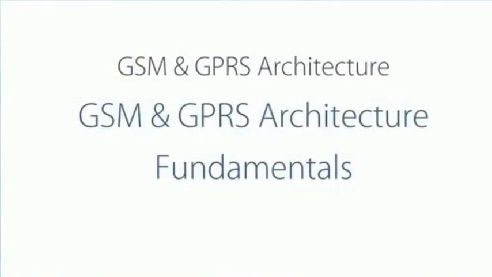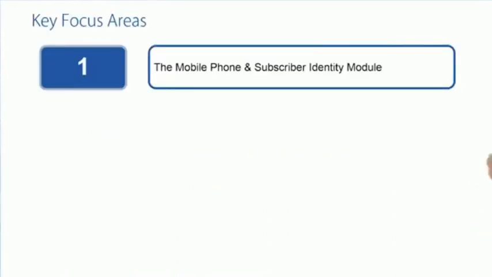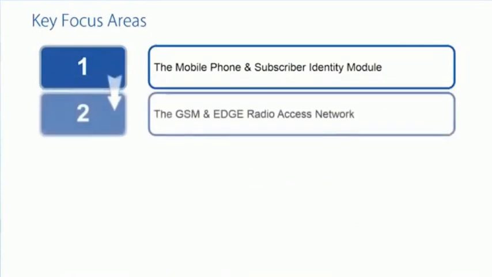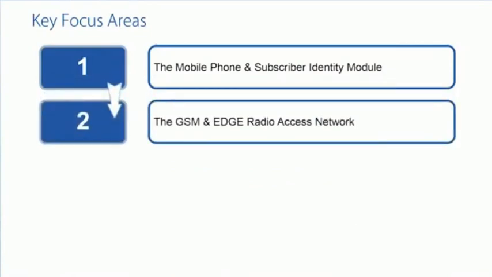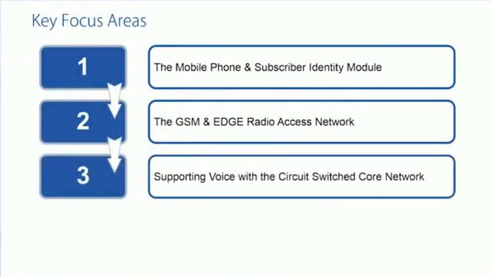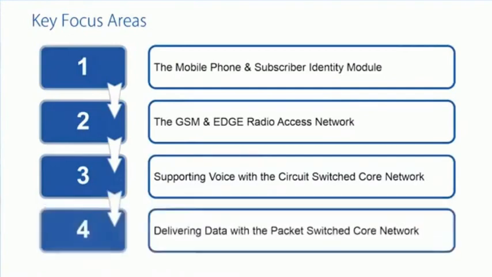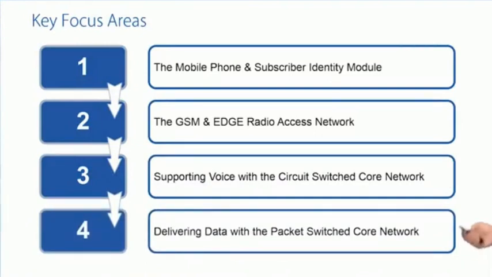attention to the key network elements which comprise our GSM and our GPRS network. In so doing, we're going to look at the mobile phone and the SIM card. We'll then move on to the GERAN, the GSM Edge Radio Access Network, before turning our attention to the core network, be that the circuit switch core, which we use for making and receiving calls, and the packet switch core, which we use for connecting to the internet and downloading web pages and sending emails, etc.